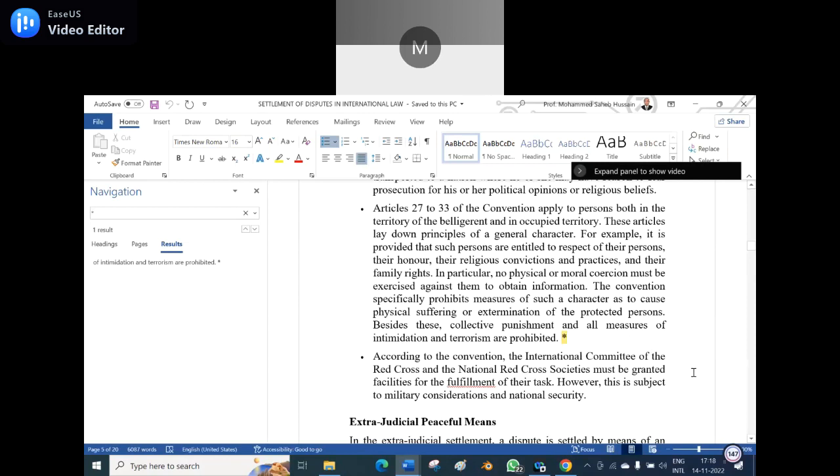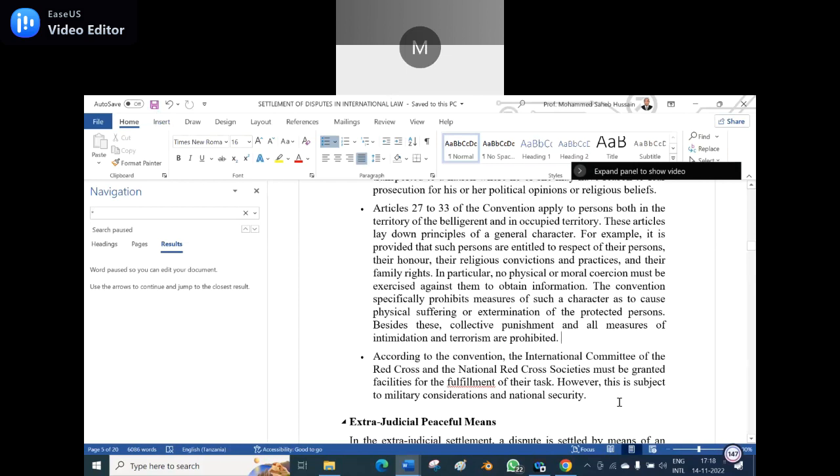There would not be any intimidation, there should not be any terrorism, there should not be any collective punishment. To whom? Belligerents. Very good. So the next bullet says, according to the convention, the International Committee of the Red Cross.